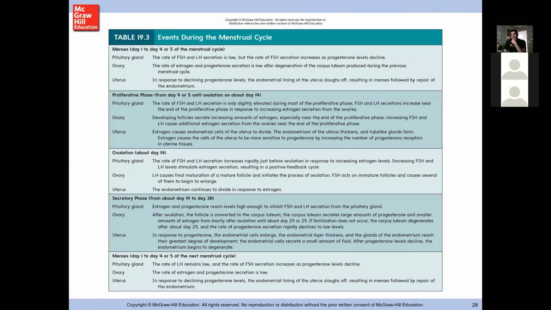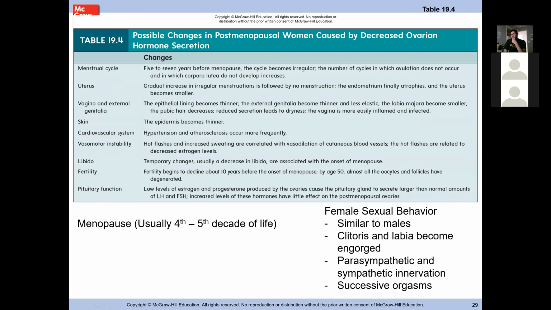Yeah, so then here's our big table again with all of our stages of the menstrual cycle. Okay, so another abnormal form of the menstrual cycle is menopause. So usually women who reach their 4th and 5th decade of life will undergo menopause, where they'll stop having a regular menstrual cycle. That's due typically to hormonal changes.